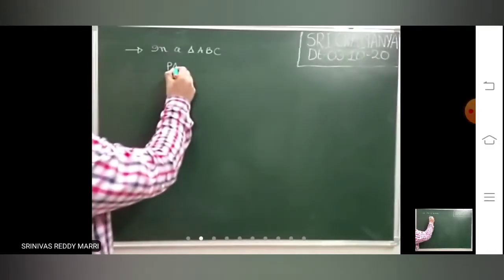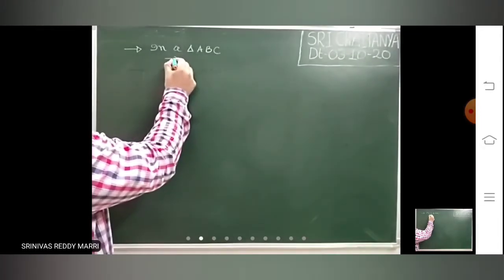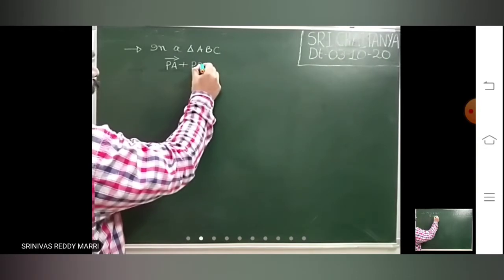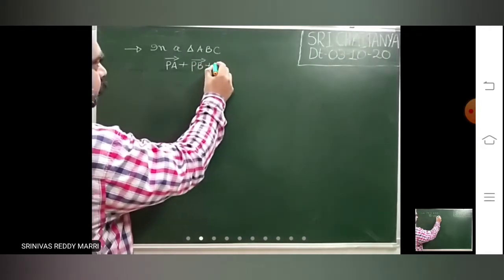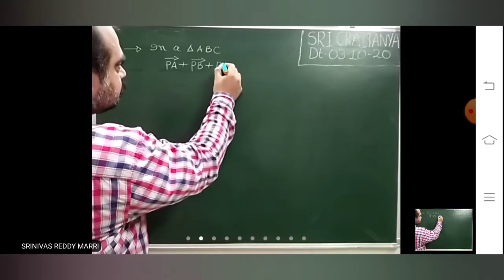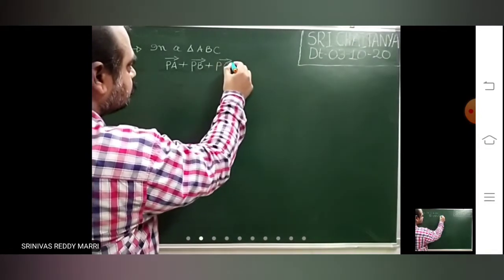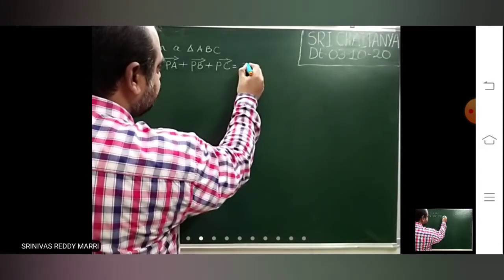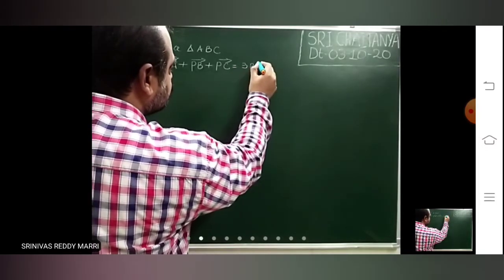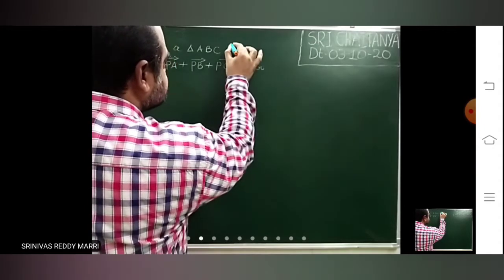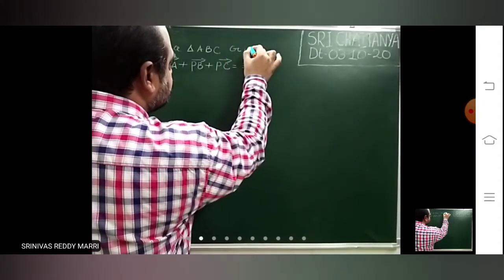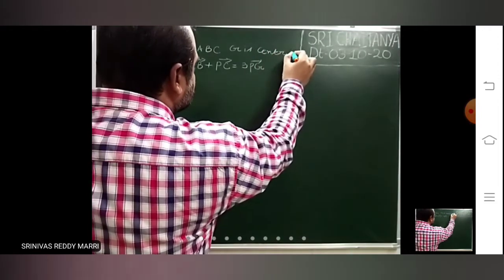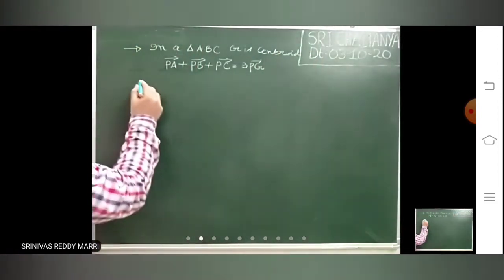One relation, very important relation: PA bar plus PB bar plus PC bar equals 3PG bar. G is the centroid.